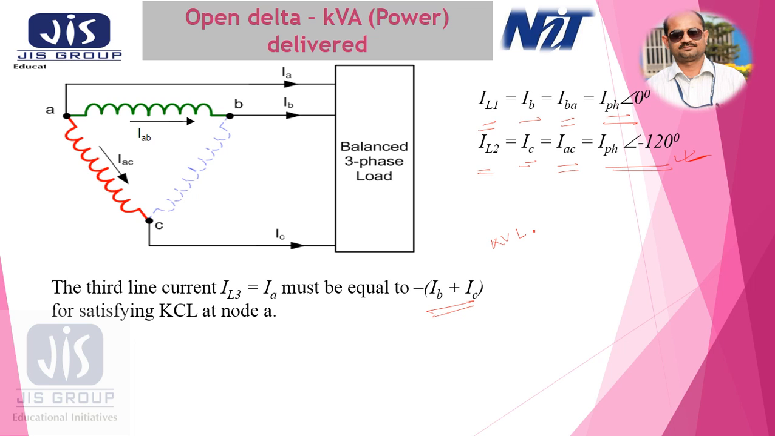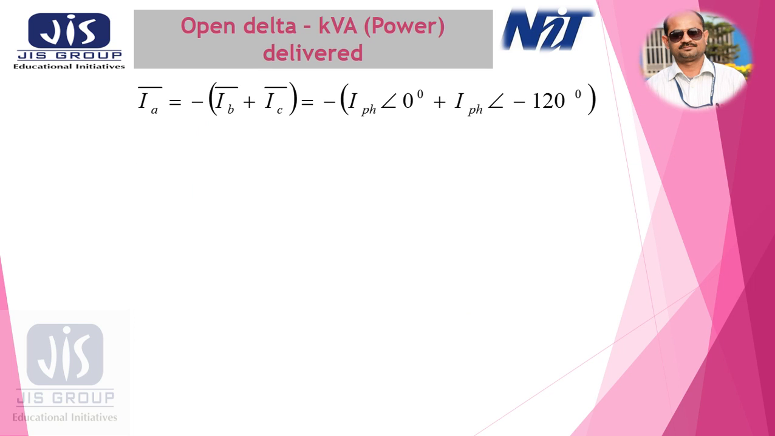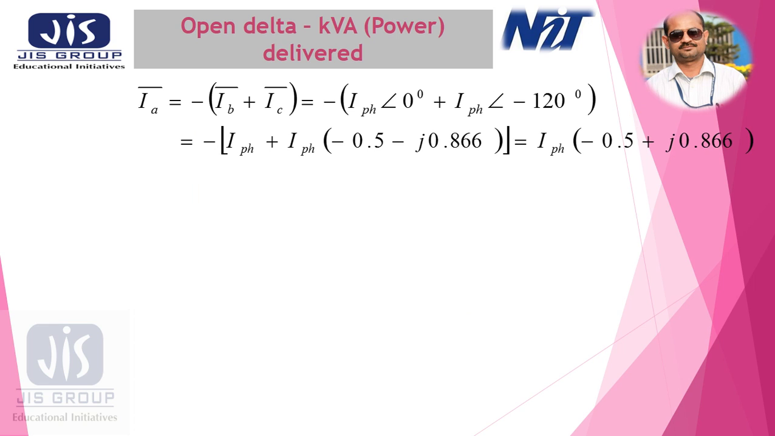So this is my IB outgoing current and this is my IC outgoing current. So this is minus IB plus IC. So we are applying KCL at node A. Okay. So this is my IA. So if we simplify this, IA will become I phase angle 120 degree. I have just put the value and I have simplified it. Okay.